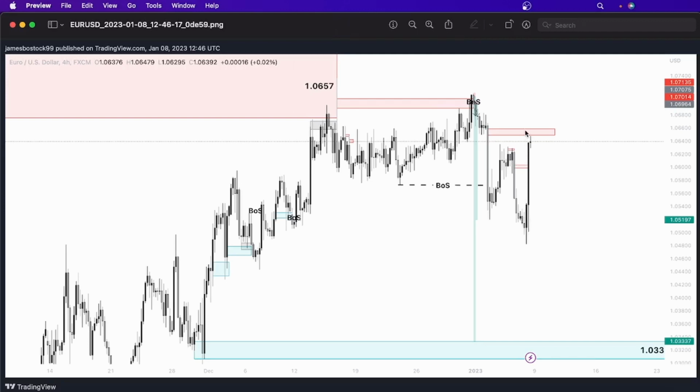zone. If so, and we see the reaction from that supply zone, A, it gives us an entry, but also B, it is very good as it shows that supply is taking control, and therefore our bias of getting involved in sell positions longer term is actually very valid.